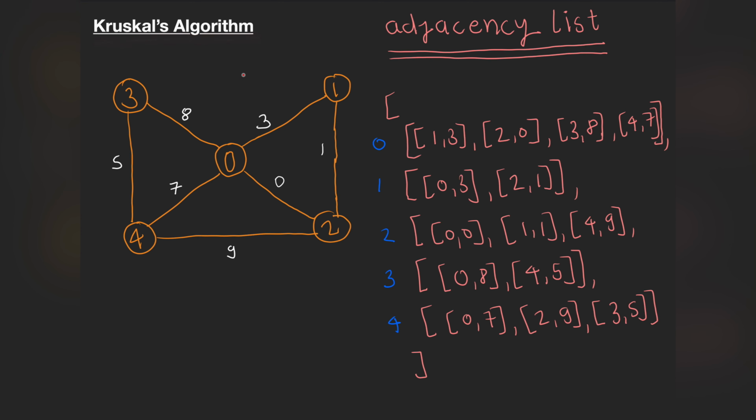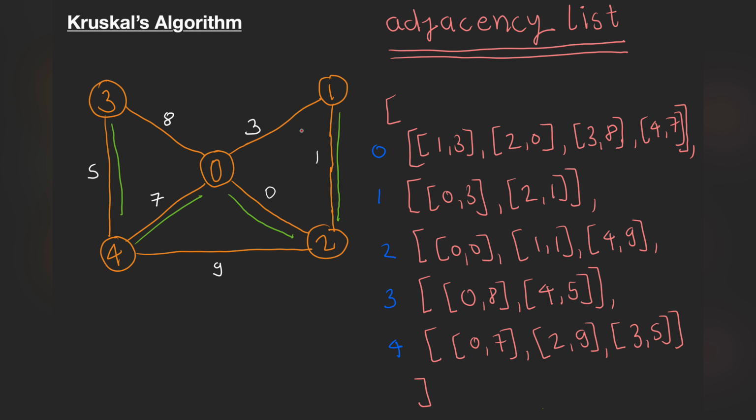Kruskal's algorithm is a minimum spanning tree algorithm. If you are given an adjacency list like this, for example, vertex 0 is connected to 4 vertices. The edge between vertex 0 and 1 has a weight of 3. The edge between vertex 0 and 2 has a weight of 0. The edge between vertex 0 and 3 has a weight of 8, and so on. Using this adjacency list, you can produce a graph like this.